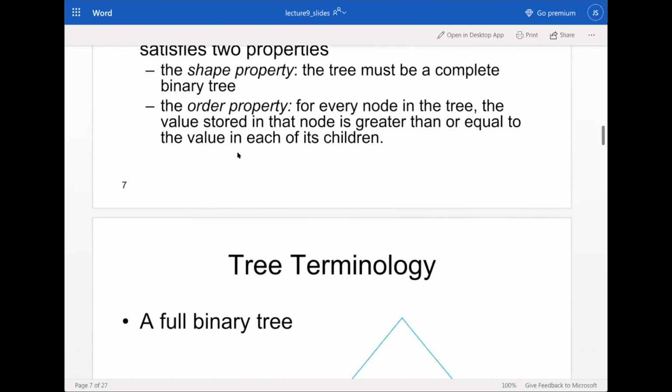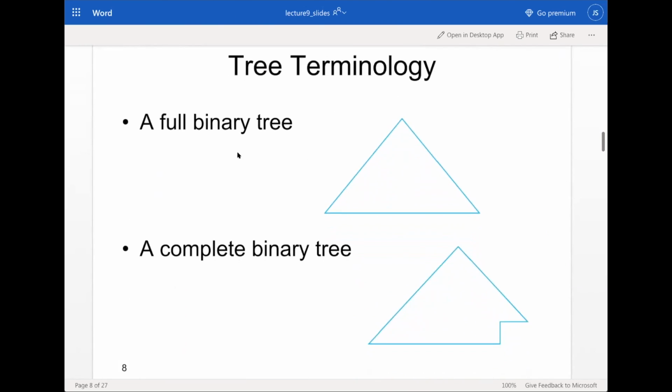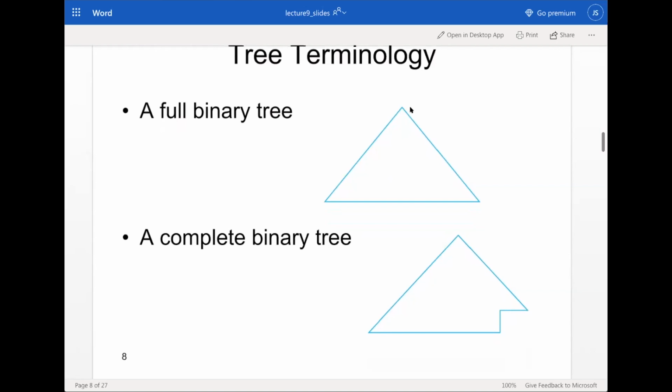So what is a full binary tree? Well, a full binary tree, sometimes we call them a binary tree or two-tree, is a tree in which every node other than the leaves has two children. So this one is a full binary tree. Or you can have a multi-level full binary tree. Basically, it's a symmetrical tree. There's no missing node. So this is all completely filled.